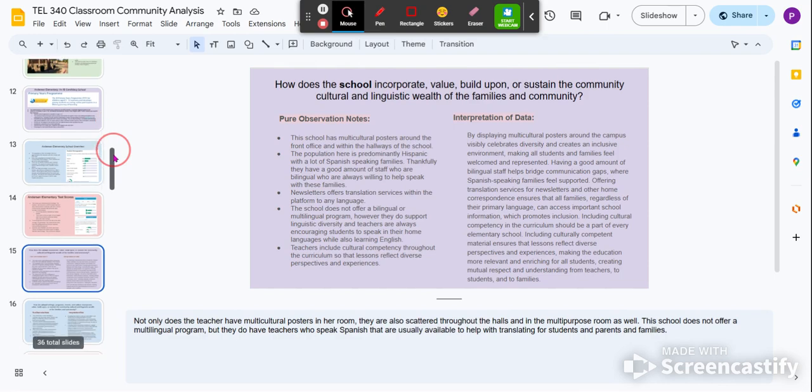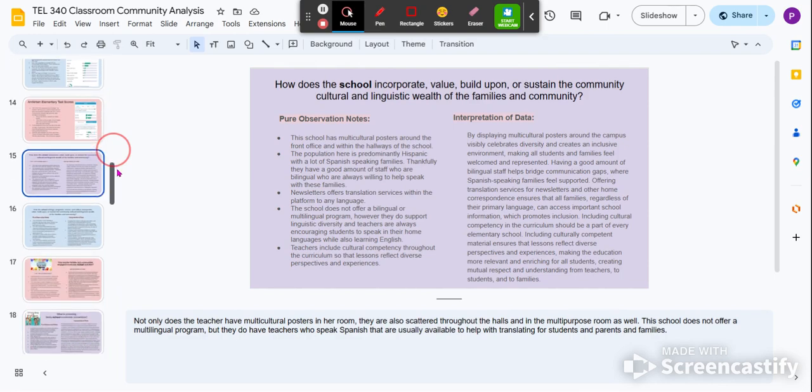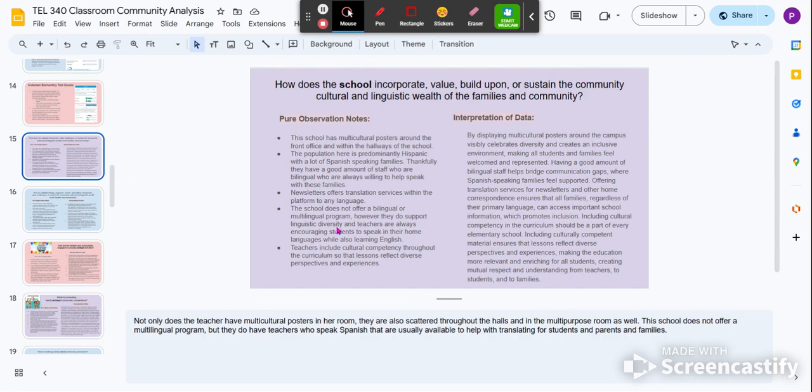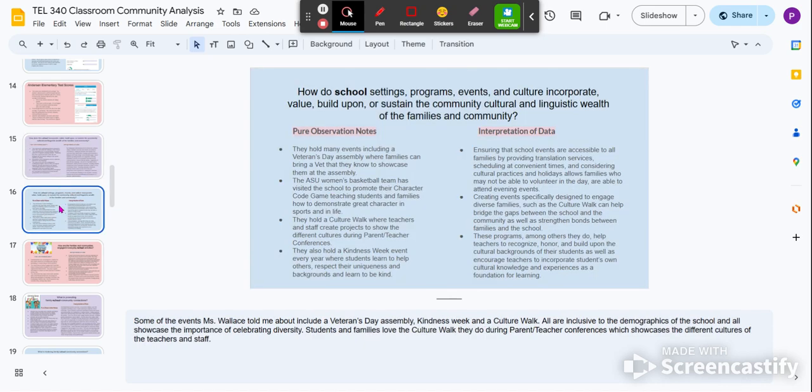Not only does the teacher have multicultural posters in her room, they are also scattered throughout the halls and in the multi-purpose room as well. The school does not offer a multilingual program, but they do have teachers who speak Spanish that are usually available to help with translating for students and parents and families.